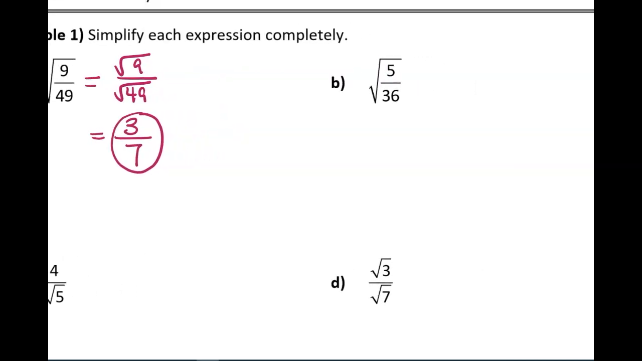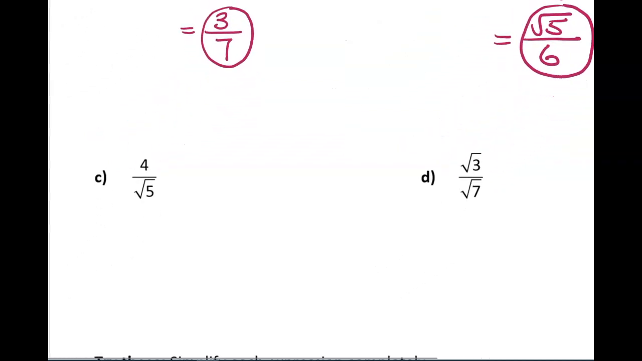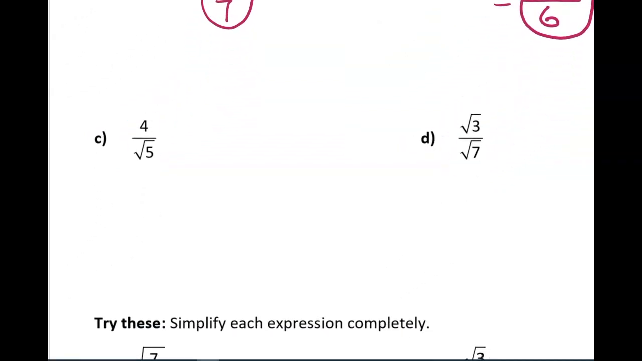The square root of 5 over 36 is the square root of 5 over the square root of 36. And the square root of 5 doesn't simplify, but the square root of 36 is 6. Now, since our denominator is already a whole number, we don't need to worry about doing anything further with that one. It's okay for the numerator to have a radical in it. The denominator has to simplify to a whole number, though. All right, let's check out c.